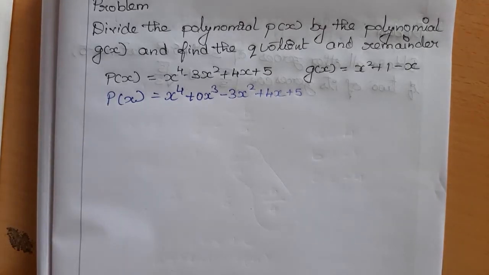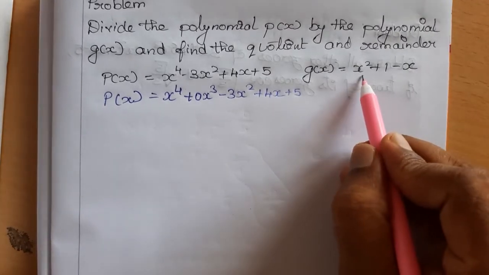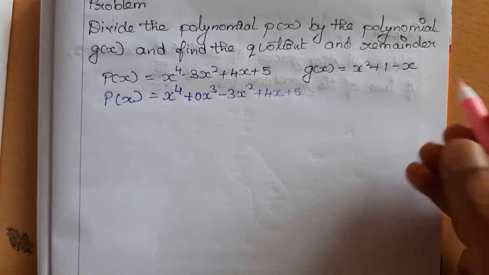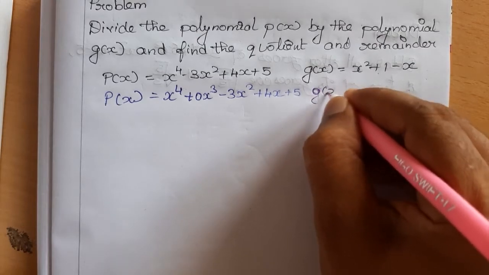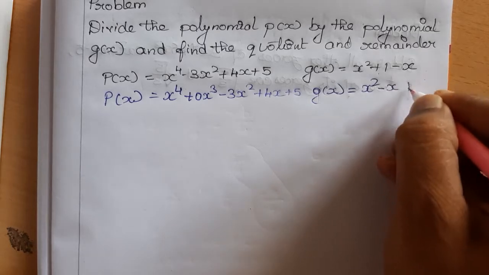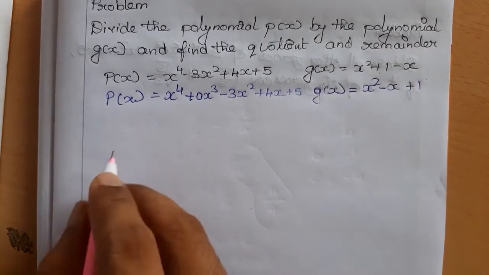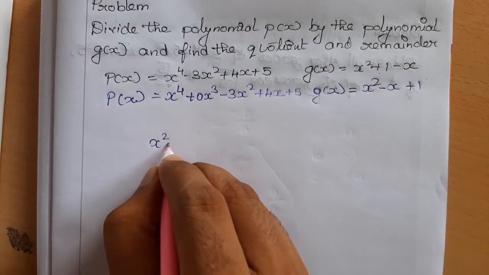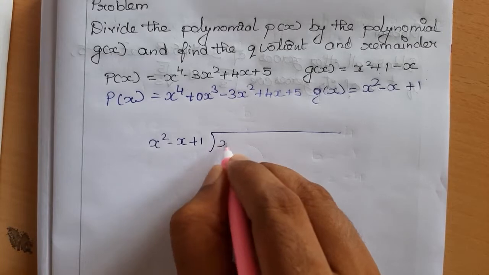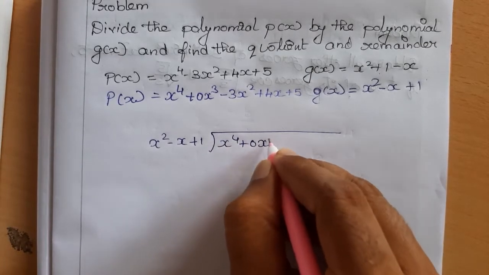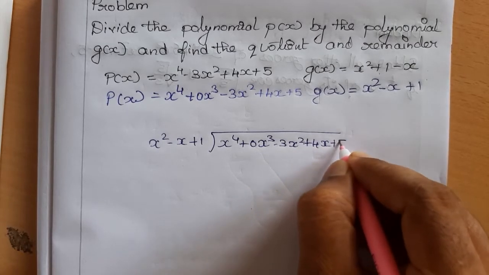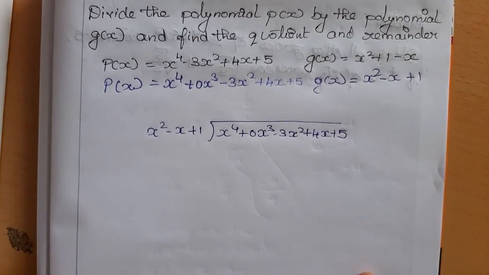Clear? And the next, g(x), you can see it is not in order. The x^2 term, next should be the x^1 term, then at last the constant, right? So that also we can rewrite as x^2, the next term is - x, the last term is + 1. Now we have to divide the two, right? So x^2 - x + 1 should divide the polynomial x^4 + 0x^3 - 3x^2 + 4x + 5. Clear? We are going to divide this.